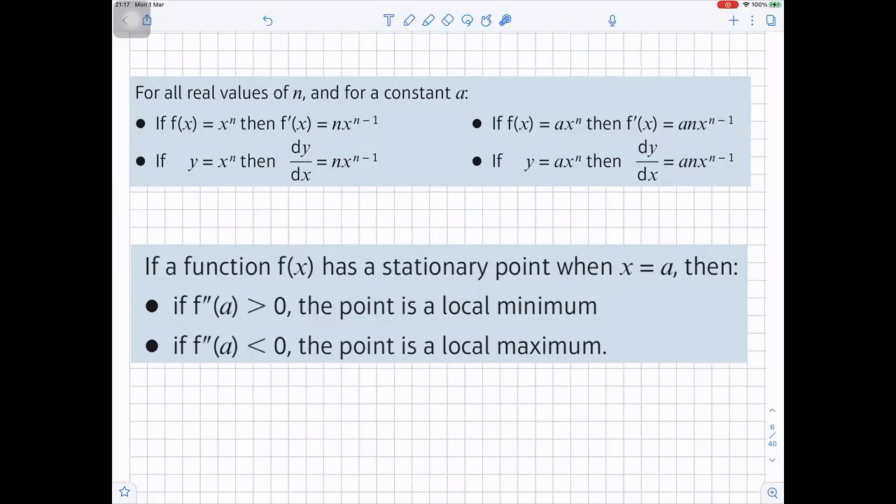And this is the one that was used to determine if it's a local minimum point. You differentiate the second time, put in the value, and if it's bigger than 0. So you need to learn all of this when you do questions with differentiation.